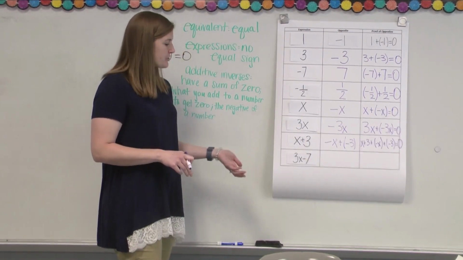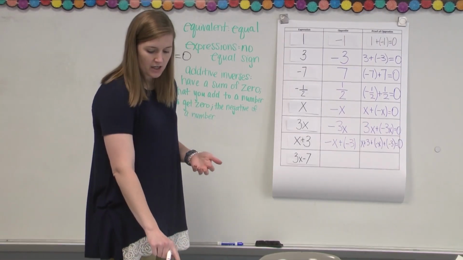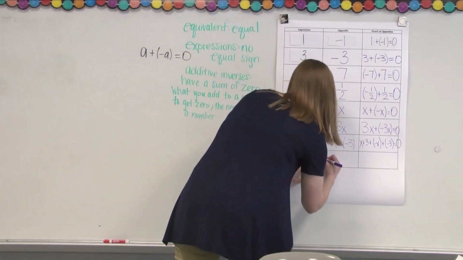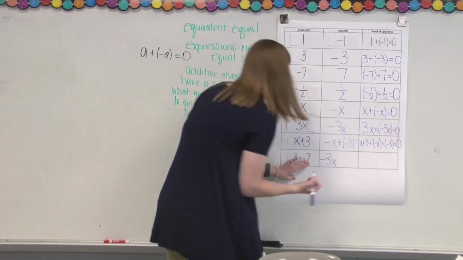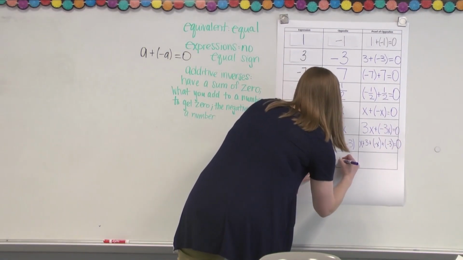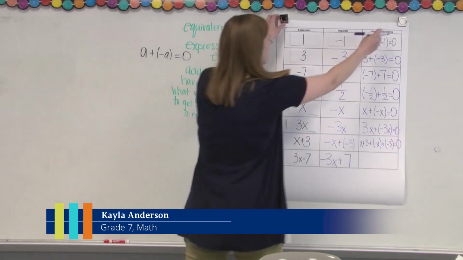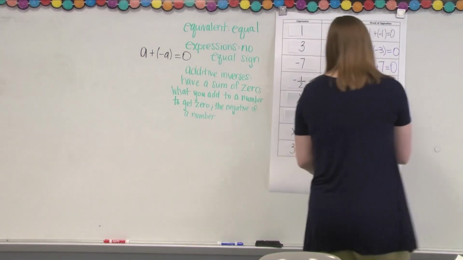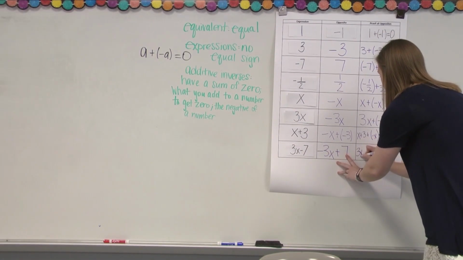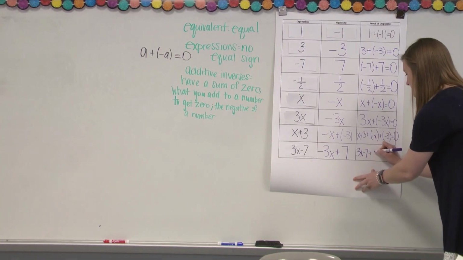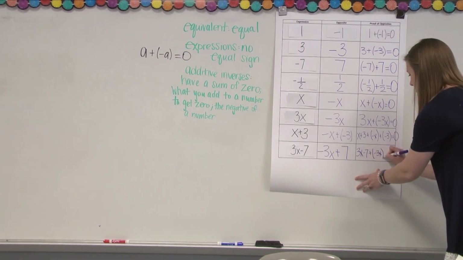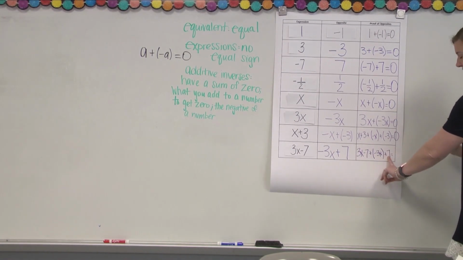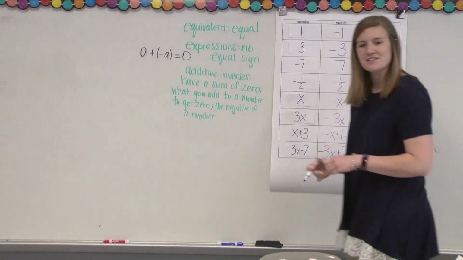Okay? And so for the last one there, again, we're going to do the opposites of those different pieces. The opposite of 3x is negative 3x. And the opposite of negative 7 is positive 7. So to prove that they're opposites of one another, I'm just going to add them together like we've been doing. So 3x minus 7 plus negative 3x plus 7. So 3x plus negative 3x and negative 7 plus 7 does give me 0.